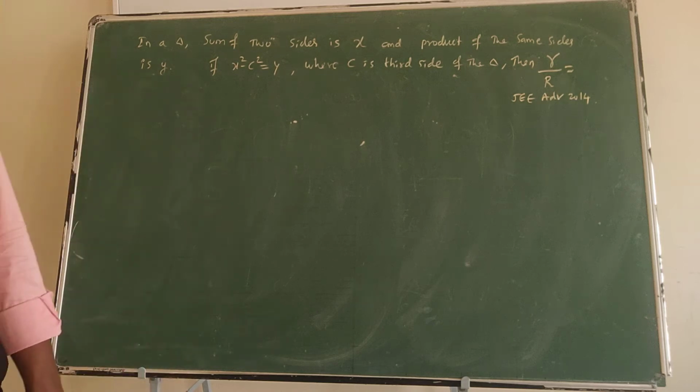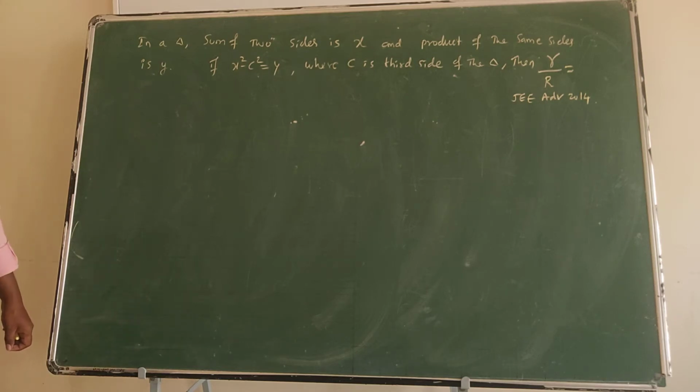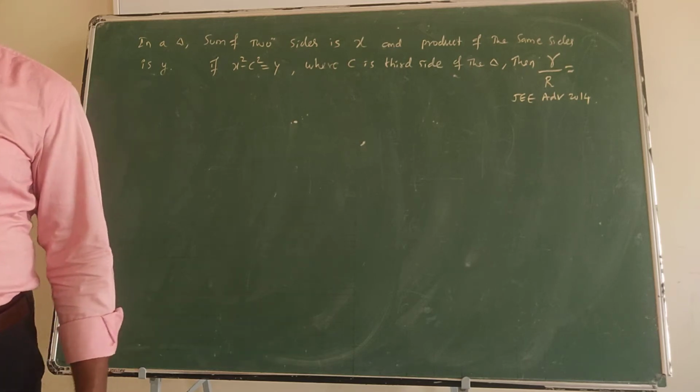This question was asked in JEE 2014 Advanced, a question on triangles. In triangle ABC, the sum of two sides is x and the product of the same sides is y. If x squared minus c squared equals y, where c is the third side of the triangle, then what is r by R?